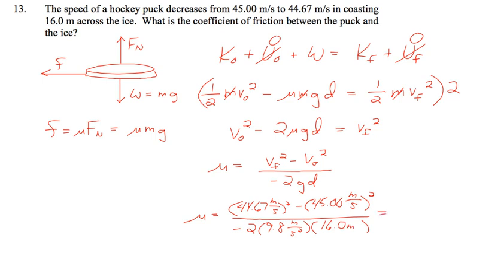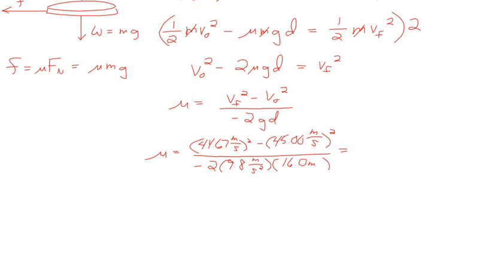So if you put that in your calculator, you're going to get 0.094. There are not going to be any units because the numerator is going to be meters squared per second squared, and the bottom is going to be meters squared per second squared. So you get that as your answer. All right, any questions with that?